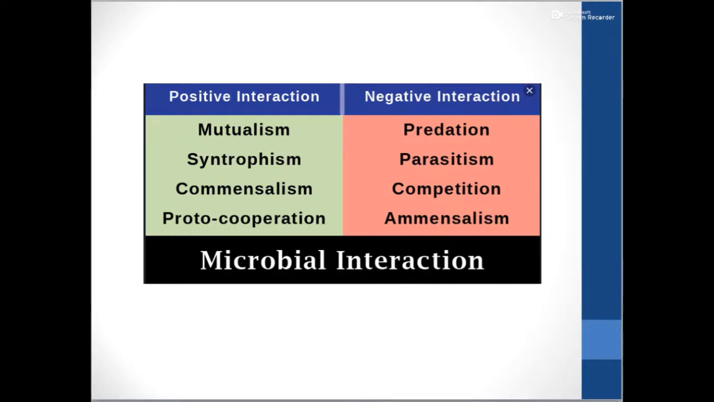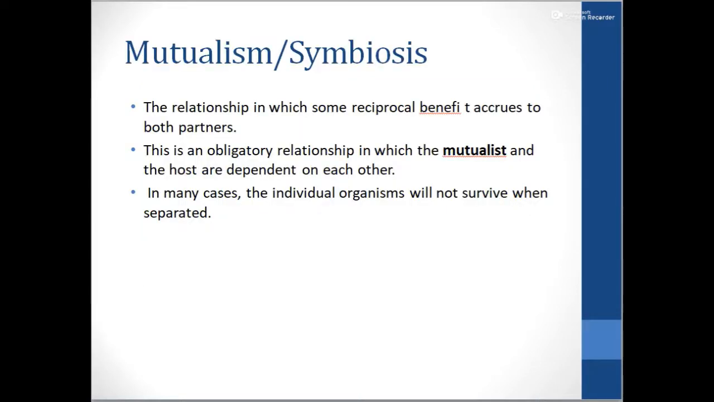The interactions which give a positive benefit are referred to as positive interactions, and they mainly include mutualism, syntropism, commensalism as well as protocooperation. And there are also certain interactions carried out by microbes which will give a negative impact. They are referred to as the negative interactions, and we have examples of predation, parasitism, competition as well as commensalism.